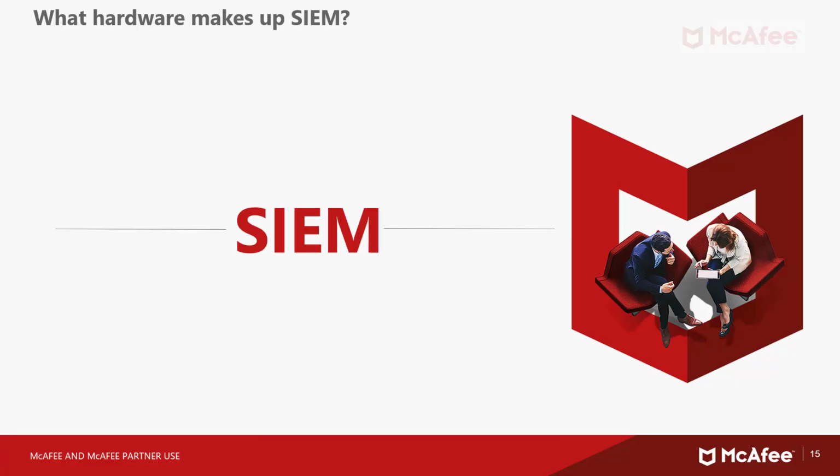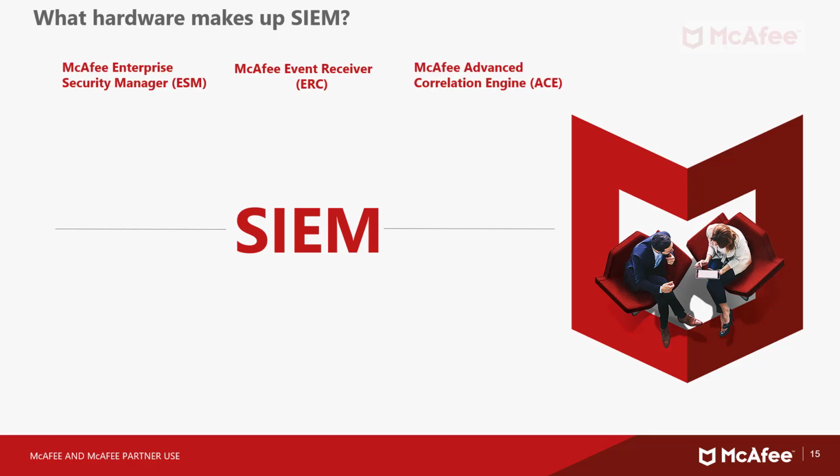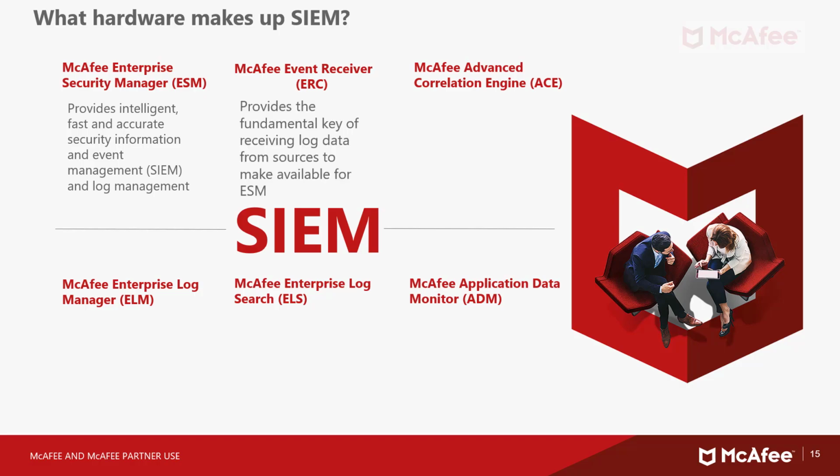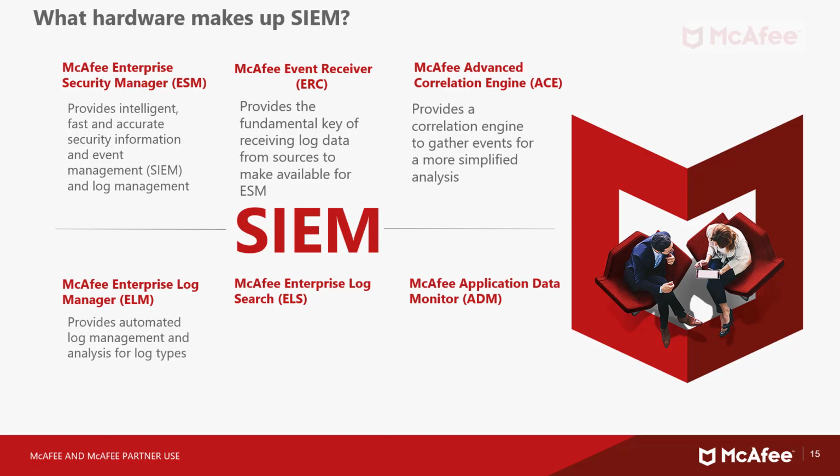So starting off, we have at the centerpiece, we know, a SIEM. Next we have the McAfee Enterprise Security Manager, or ESM, which provides the centralized management console for the admins to look at all the logs. Now in order to receive that data, they need the McAfee Event Receiver, which provides the key focal point for all the data sources to point through. Next, they need a correlation engine, or ACE, to correlate all the events as they're coming in to give a unified look inside of ESM.